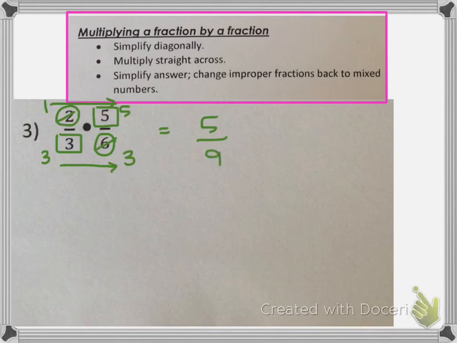And then our last step is to simplify the answer or change any improper fractions back to mixed numbers. And as I look at this fraction, I notice it's already in simplest form. It's not an improper fraction, so we are done with this problem.